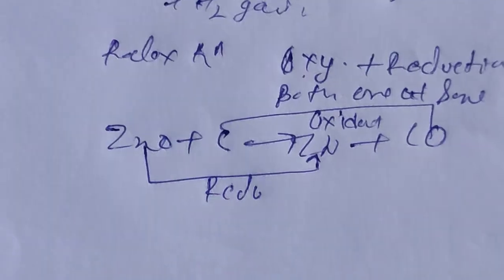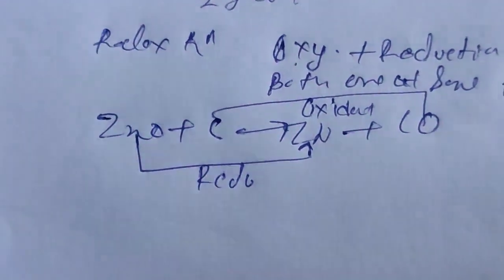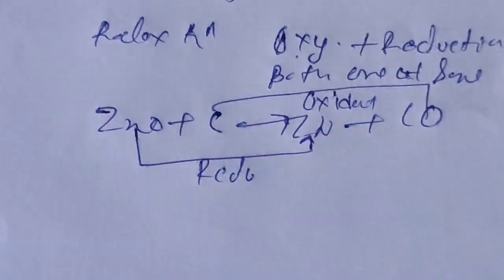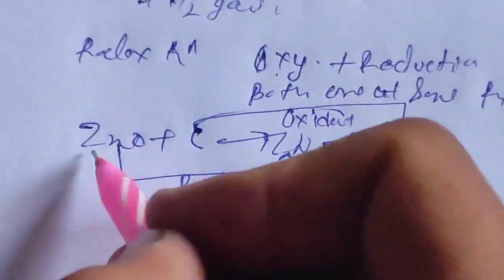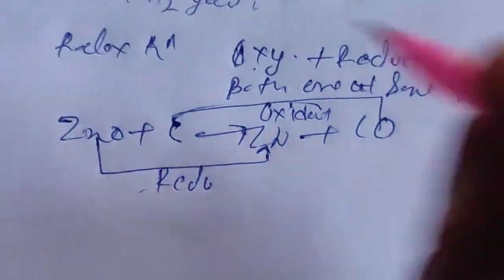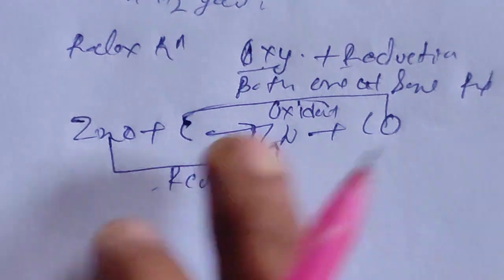For oxidation, gaining oxygen, or reduction, losing oxygen, both occur in the same reaction, that is, one gets oxidized and the second gets reduced. This oxidation plus reduction reaction, where both are in the same reaction, is called a redox reaction.